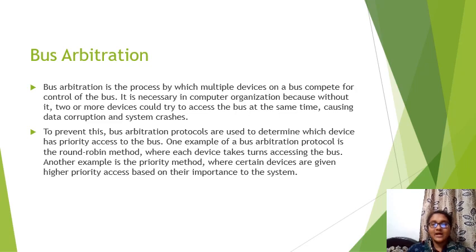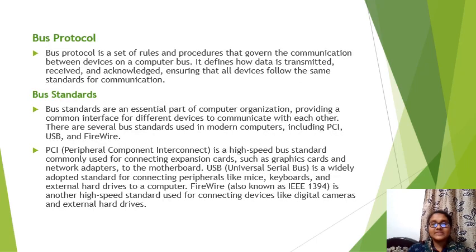Now let us see what is bus arbitration. Bus arbitration is the process by which multiple devices on a bus compete for control of the bus. It is necessary in computer organization because without it, two or more devices could try to access the bus at the same time, causing data corruption and system crashes. To prevent this, bus arbitration protocols are used to determine which device has priority access to the bus. One example is the round-robin method, where each device takes turns accessing the bus. Another example is the priority method, where certain devices are given higher priority access based on their importance to the system.